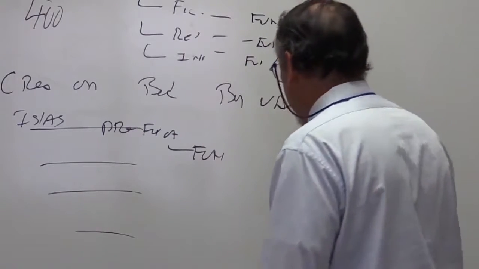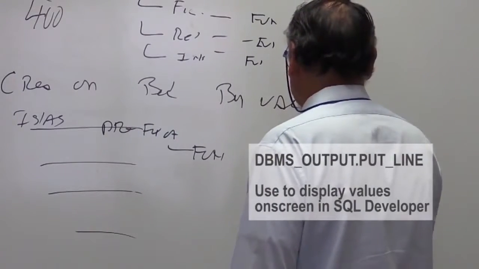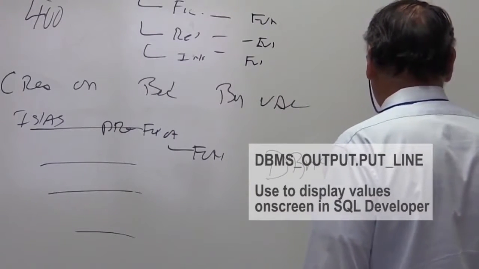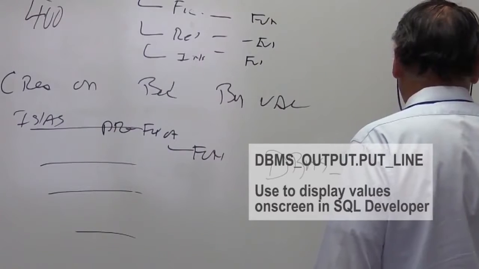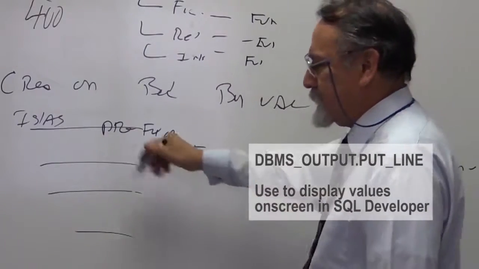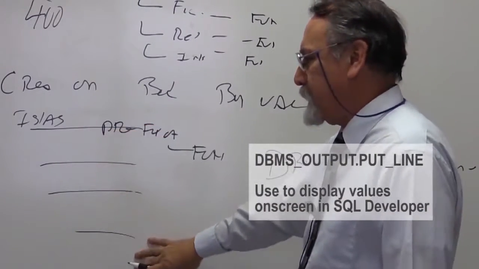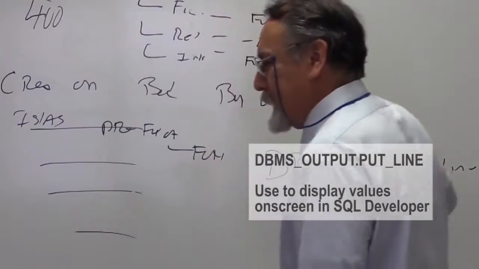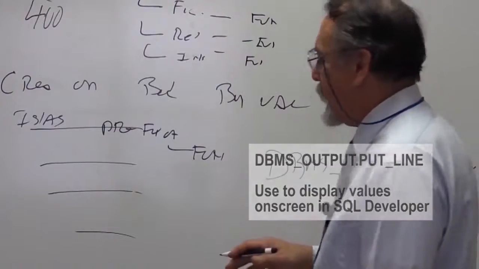In all this process, don't forget your friend, DBMS_OUTPUT.PUT_LINE. Remember that. This is your friend that you have to embed in all this process to help you keep track of any issues that you may have.